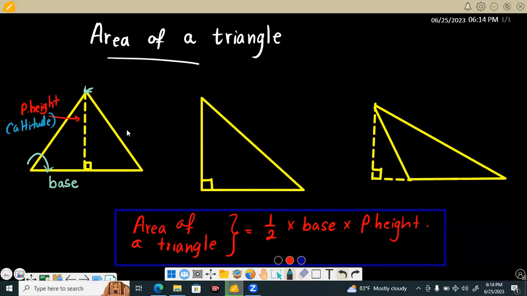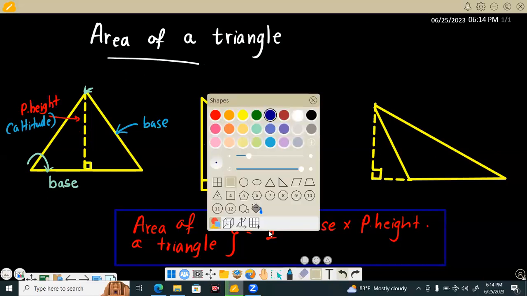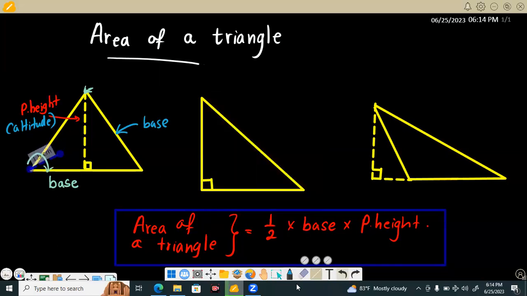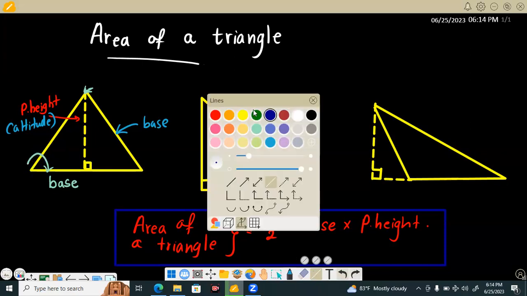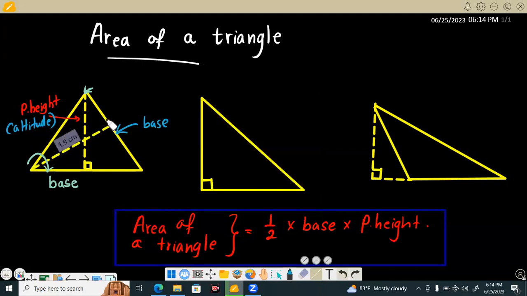Then if you consider this side as base, can we consider this as base? Yes, of course, we can consider. But in this case, the perpendicular is not this one. Now you have to choose the perpendicular which is drawn from the opposite vertex to the considered base or the considered side. Then this is how we have to do it.